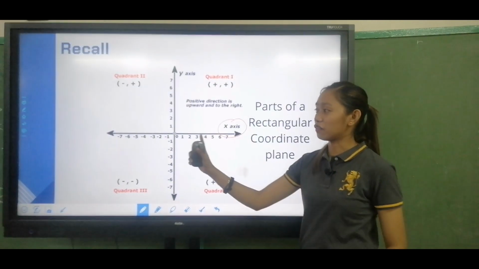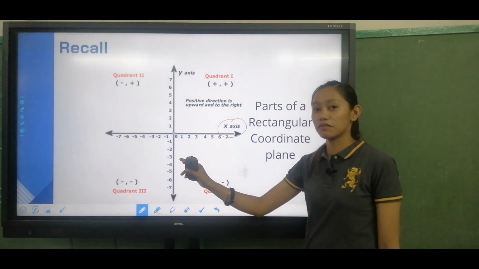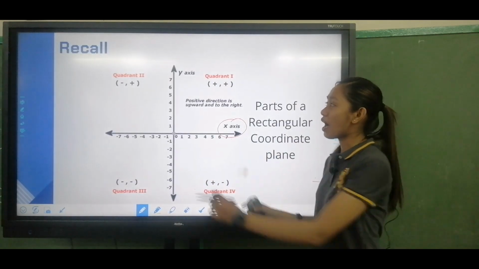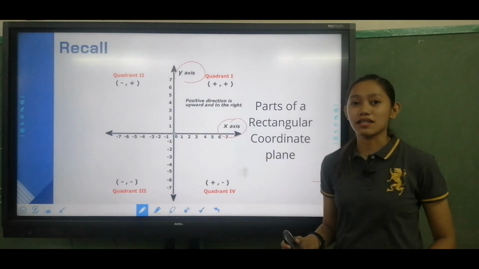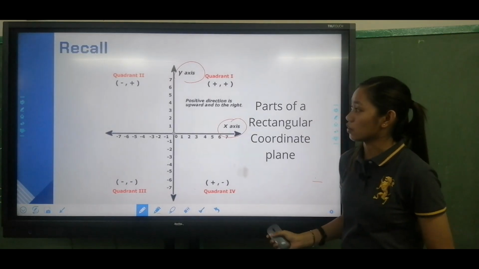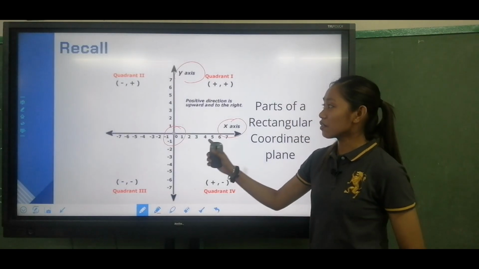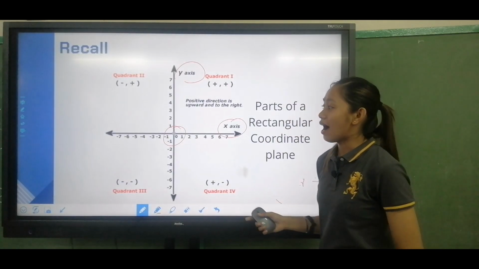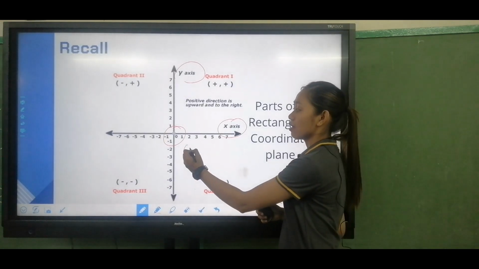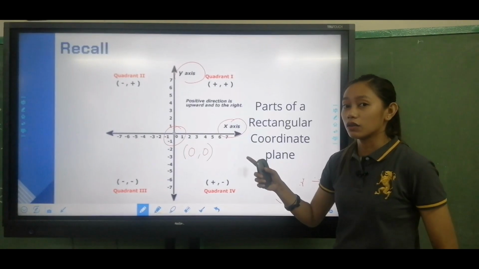The x-axis has the negative and the positive integers. The left side is the negative integers, and the right side is the positive integers. We also have the y-axis, which is also composed of the negative and the positive integers. And we also have the point of origin, or the intersection of your x and y axis. The coordinates of your origin is 0, 0.